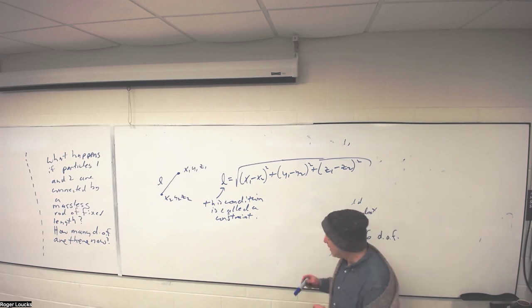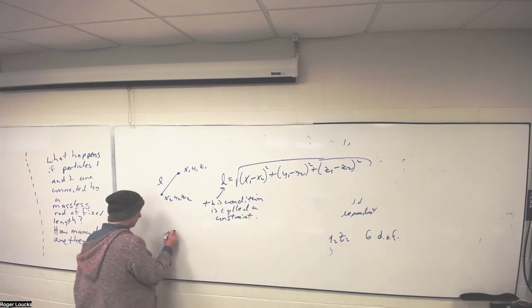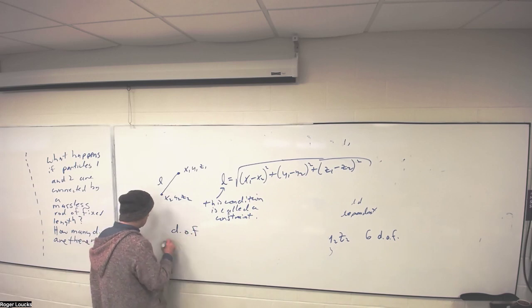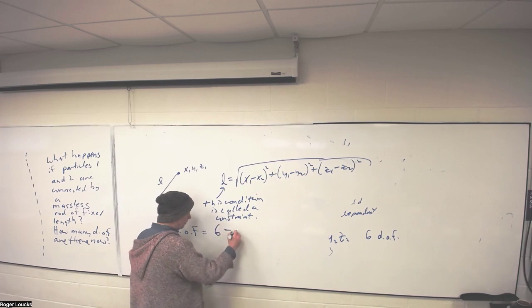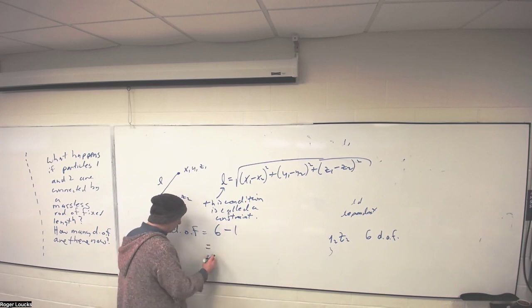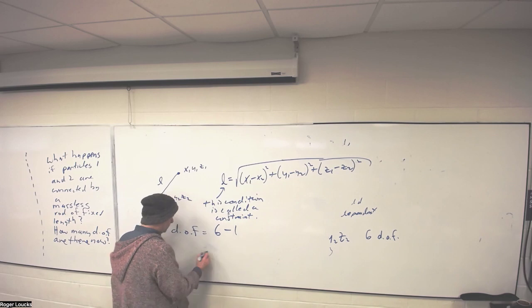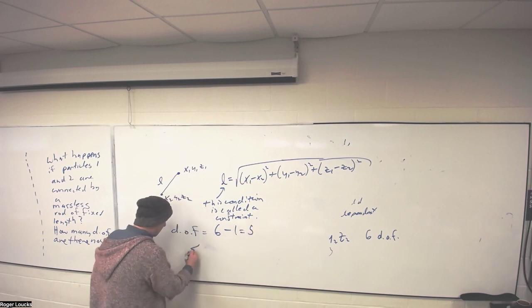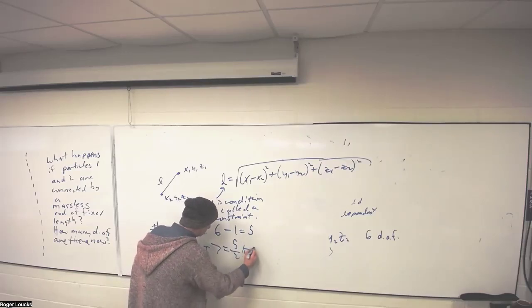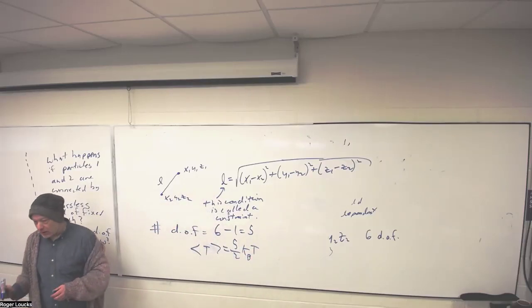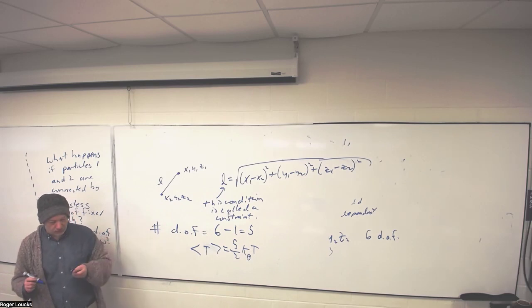So what we have here is that the number of degrees of freedom would basically be 6 minus 1. So in general, you have 5. The average kinetic energy for this is going to be 5 halves kBT. And we're going to prove that this is actually the case here.